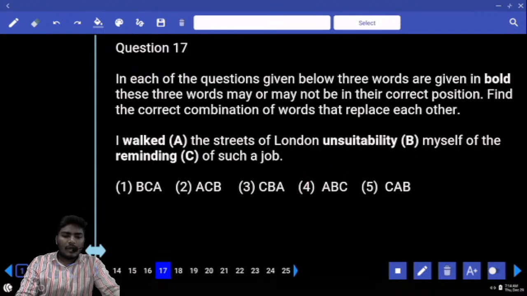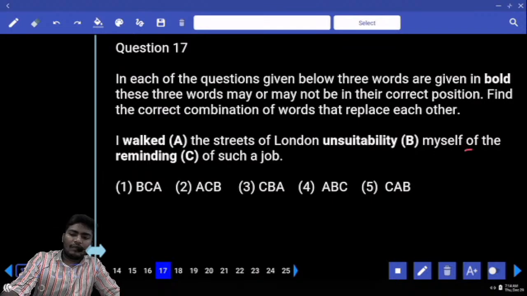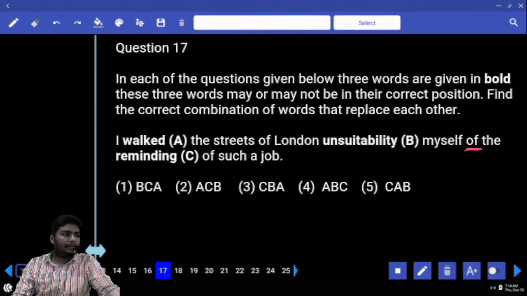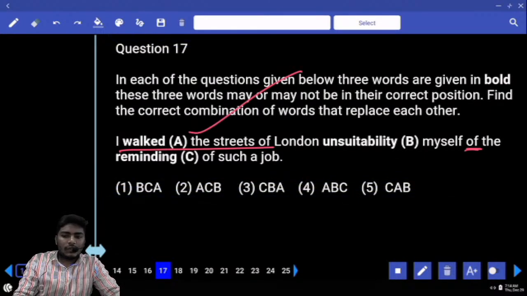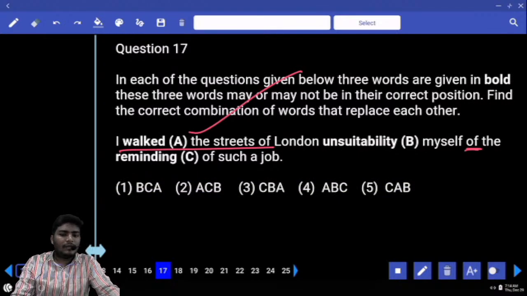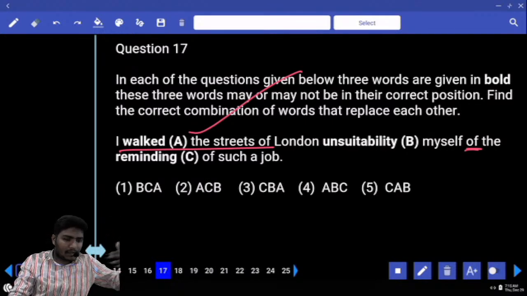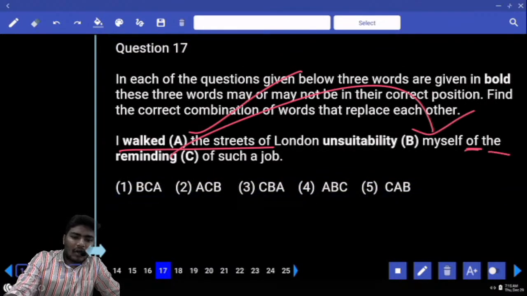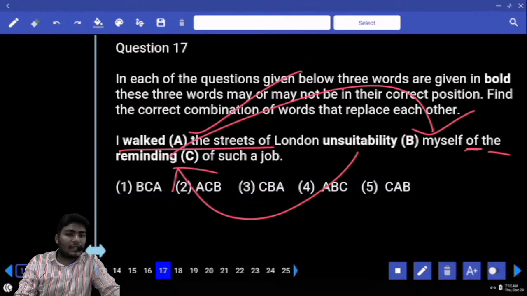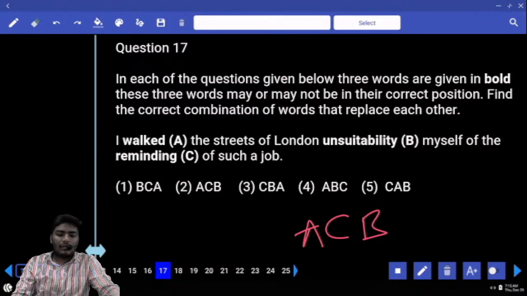Move to 17. I walk the streets of London unsuitably myself off. If we can connect one word to off, we can get the answer. I walk the streets of London, here it is okay. Unsuitably myself off, reminding myself of. What can you call here? I walk the streets of London. When you go to your village, you remind yourself of many things. The same meaning here: I walk the streets of London, reminding myself of the unsuitability of such a job. So the pair comes as A, C with B. So where is the answer?